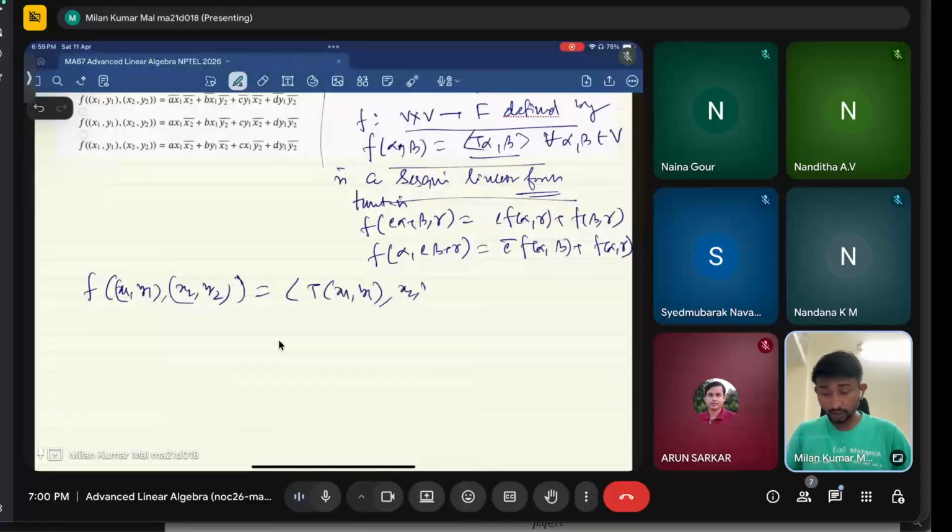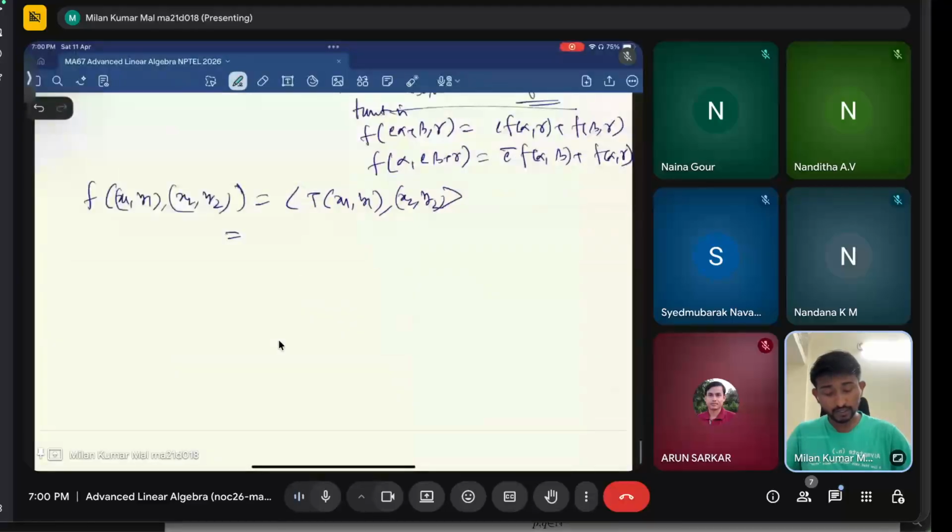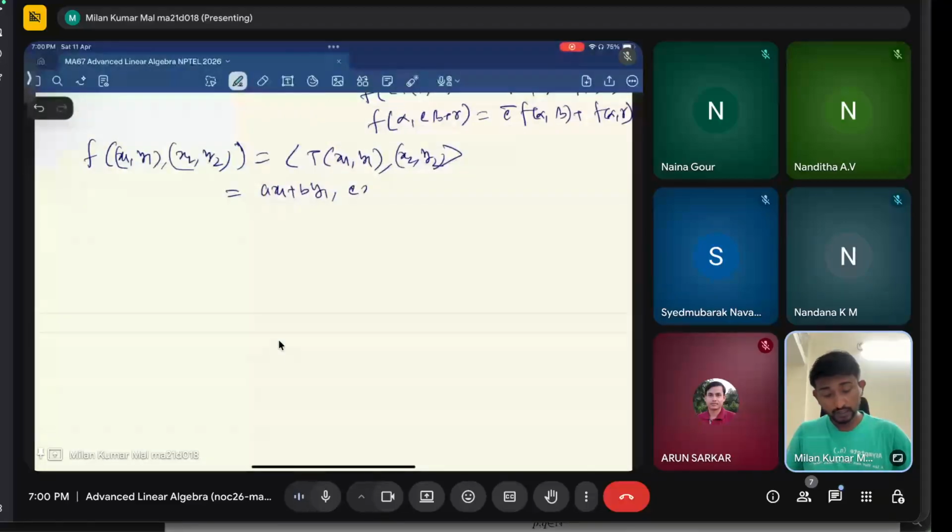And what is the inner product of T(x1, y1) with (x2, y2)? T(x, y) equals (ax plus by, cx plus dy). So this will be (ax1 plus by1, cx1 plus dy1). I hope this is what is given, (ax plus by, cx plus dy), with inner product with (x2, y2).